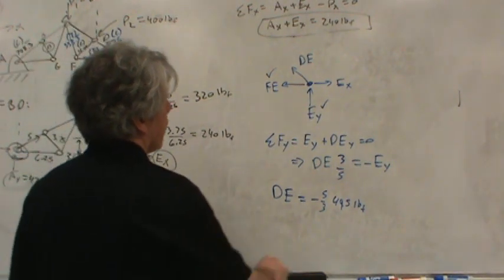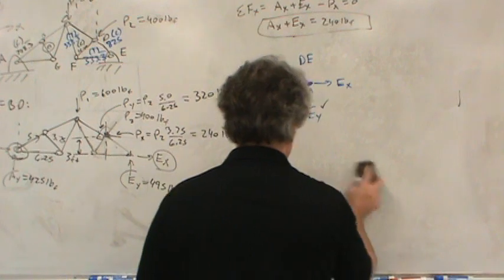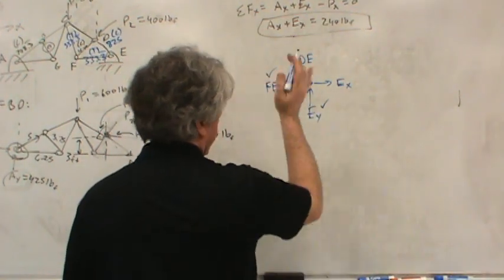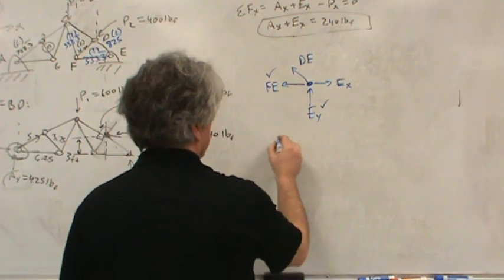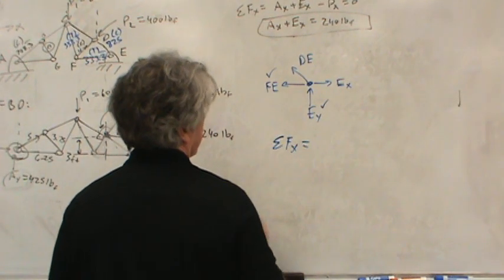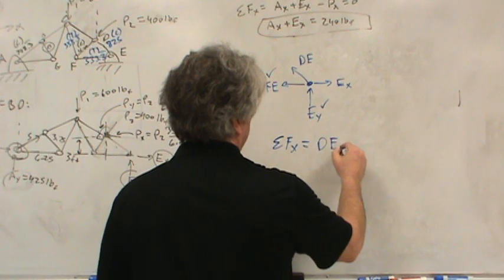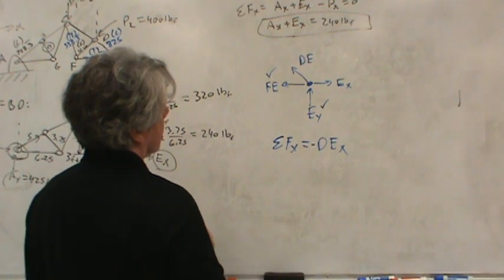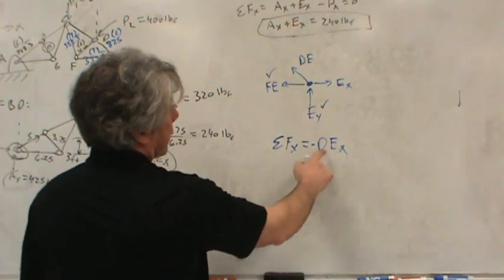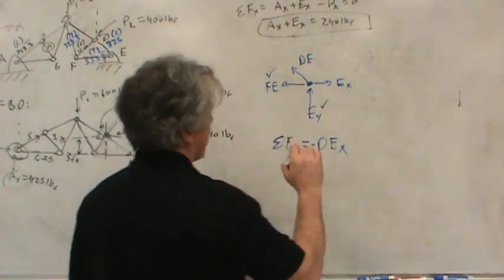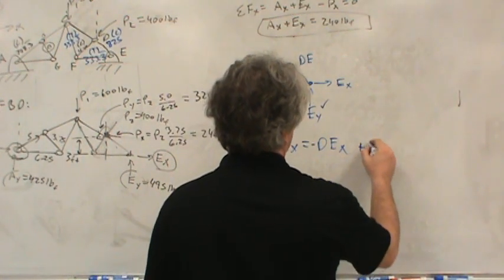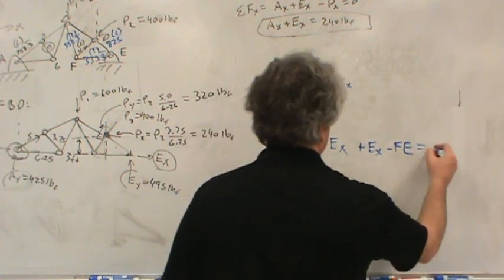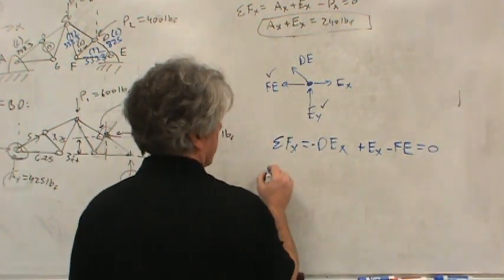Okay, now if we sum forces in the x direction, we should be able to find EX, and then we'll be able to find AX, and then we can go around whatever we want. So summing forces in the horizontal direction, we'll get DEX in the negative direction. Really, it's going to end up being positive because DE itself is a negative thing. We've got to remember to plug it in that way. Plus EX minus FE equals 0. That's everything in the horizontal direction.